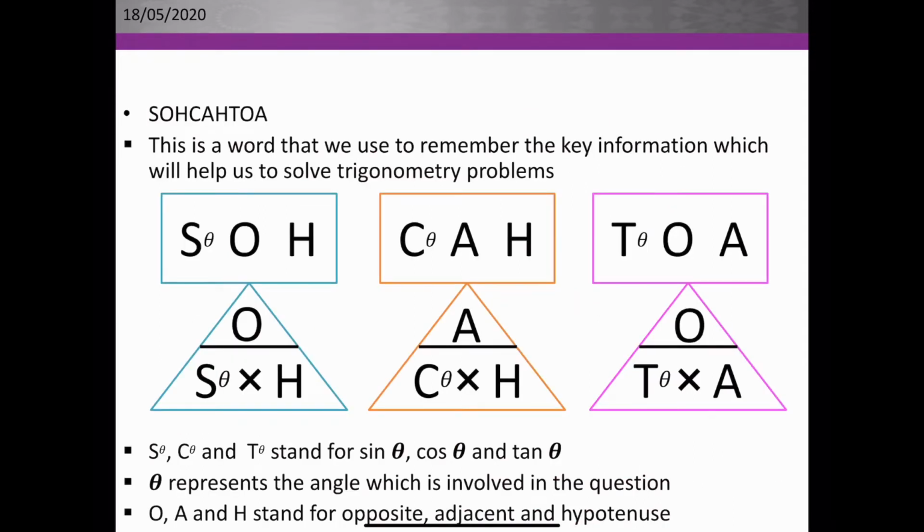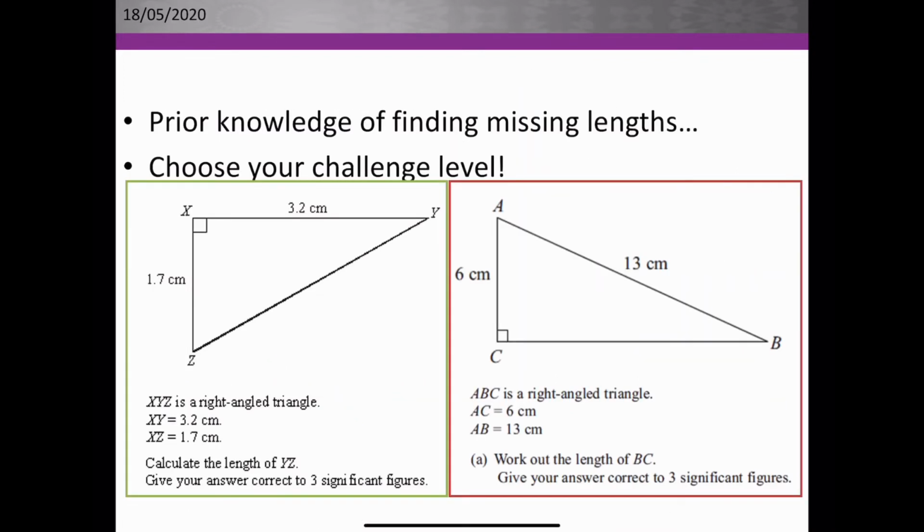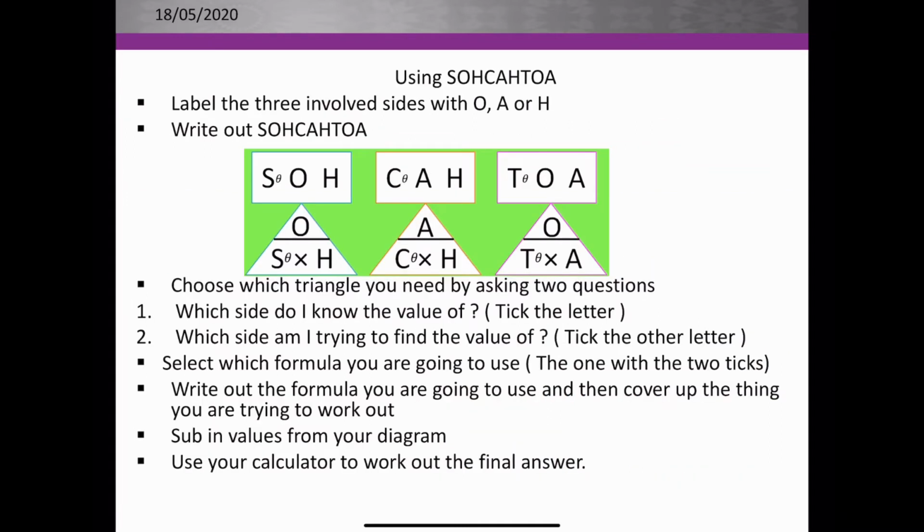SOHCAHTOA in trigonometry works in exactly the same way as the speed, distance, time triangle works in science. So we don't need to do this by knowledge. You've done so much work on Pythagoras, so we're going to skip this one. If anyone wanted to try it, you could.